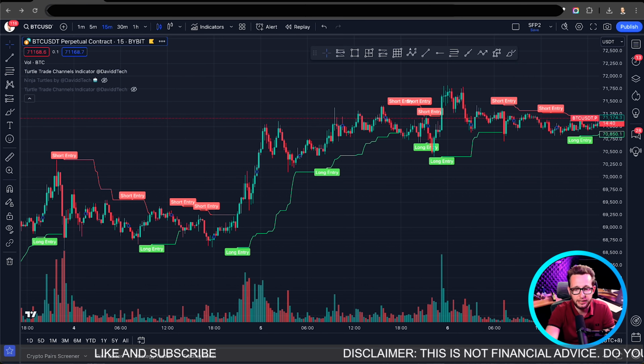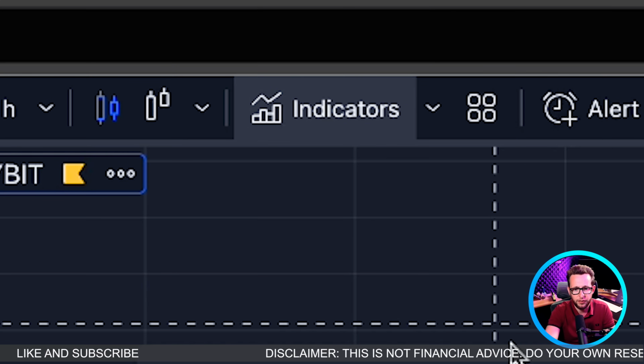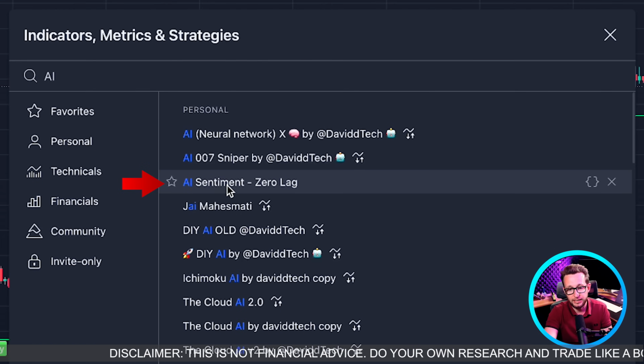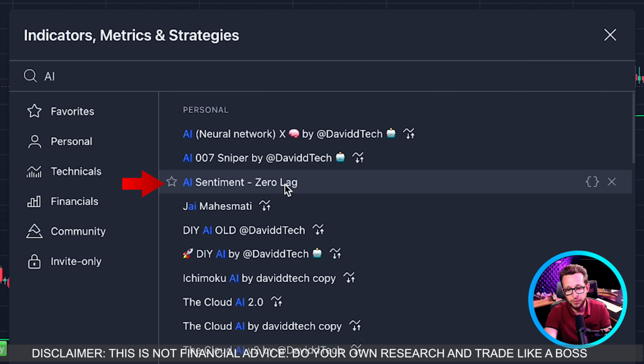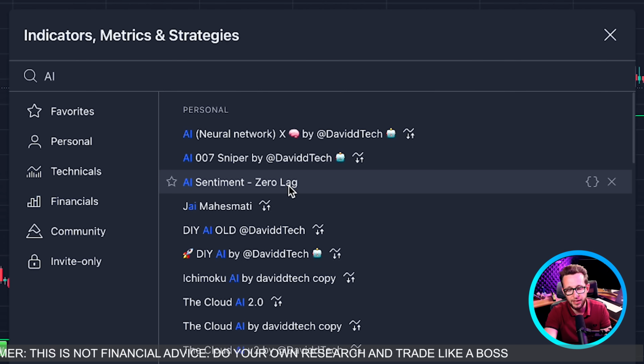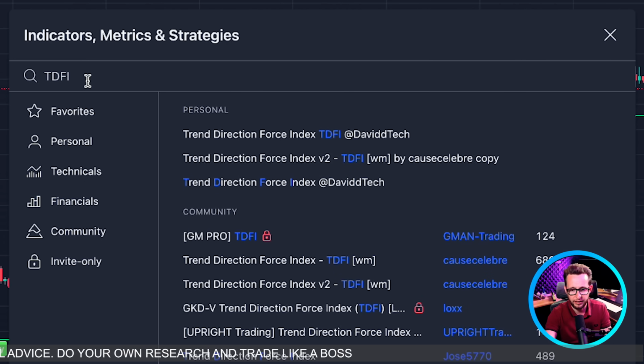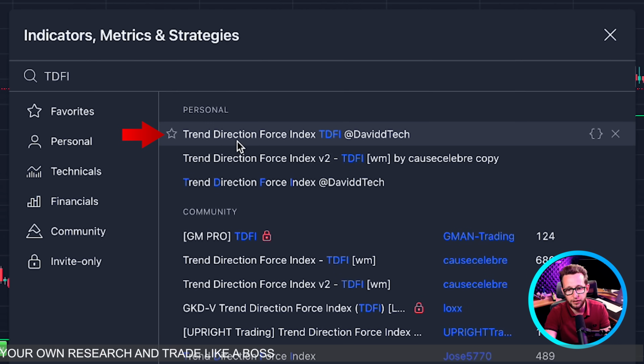Okay, now we have our baseline. Let's start adding some of the other indicators. The first indicator that we're going to be adding is the AI Sentiment Zero Lag by David Tech just here. We're going to add that one there. We're then going to also add the TDFI, which is the Trend Direction Force Index by David Tech just here.